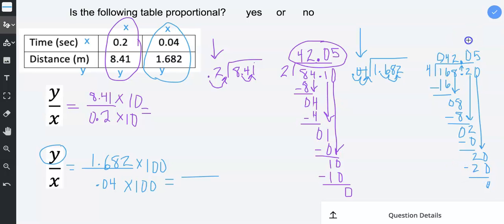And guess what? The unit rate is the same. Well, if the unit rate is the same throughout, that means that it is a proportional table. So is the following table proportional? Yes, because the unit rate was the same throughout the whole table.